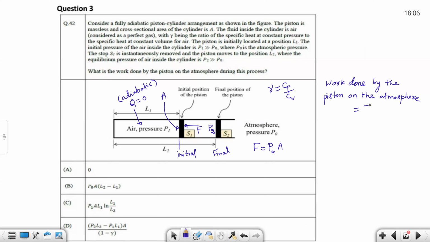is equal to the force, the atmospheric pressure acting on the piston, into the distance moved. Distance moved is L2 minus L1. So we know that this is P0 into A into L2 minus L1. So your answer is B for this question.